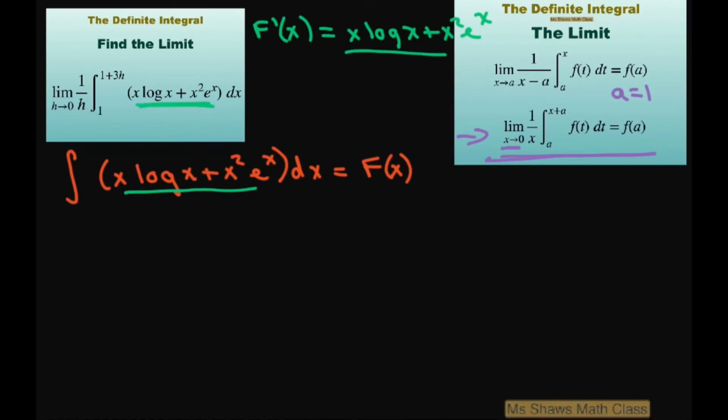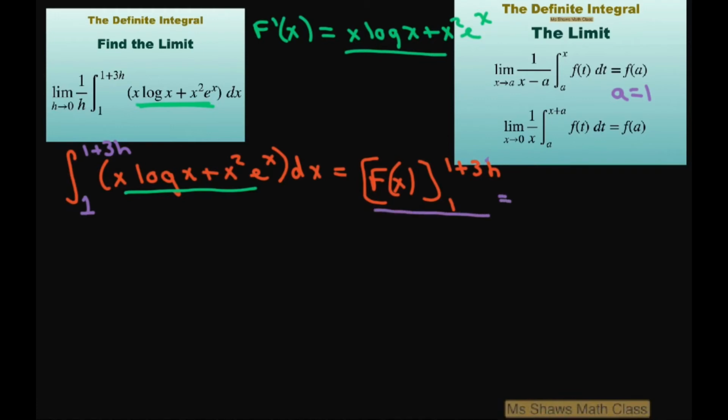What we want to do now is use the definite integral, and this is from 1 to 1 plus 3h. So do this on this side as well. We'll evaluate this from 1 to 1 plus 3h. So this is f of x. And when you do that, using the fundamental theorem of calculus, this equals f of 1 plus 3h minus f of 1. So there's that. Now let's go back to our limit.